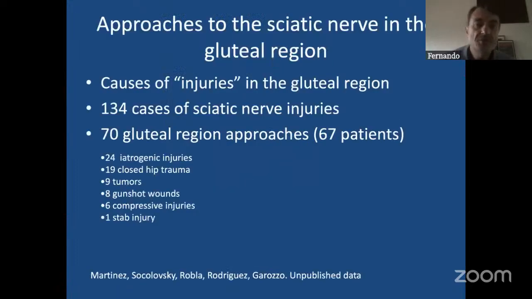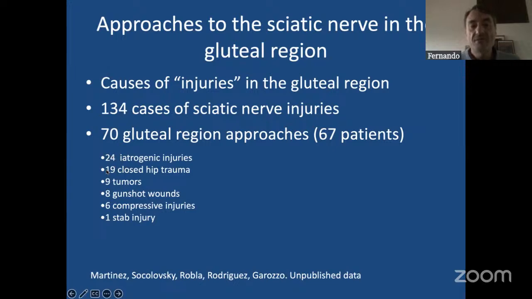So, in this proximal part of the nerve, look at this. This is a paper that we are writing with Carlos, Mariano, Javi Robla, and Deborah Garozzo. We have 34 cases of sciatic nerve injuries and approaches. And to the proximal part of the sciatic nerve, we perform 70 approaches. See, and look at the causes of the approaches.